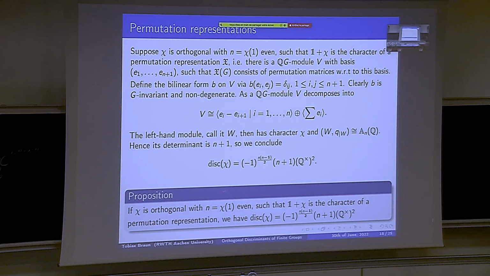So this is basically the proof of the following proposition. If you have an orthogonal character of even degree, such that 1 plus chi is a character of a permutation representation, you can just write down its orthogonal discriminant.